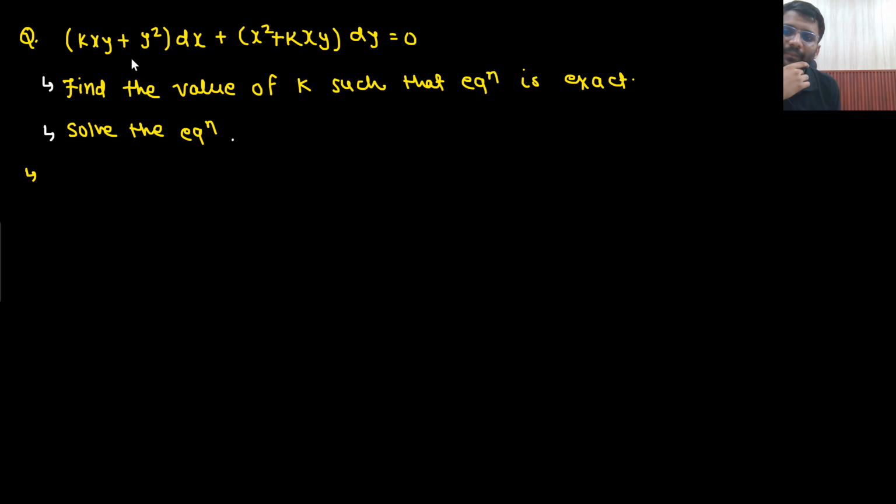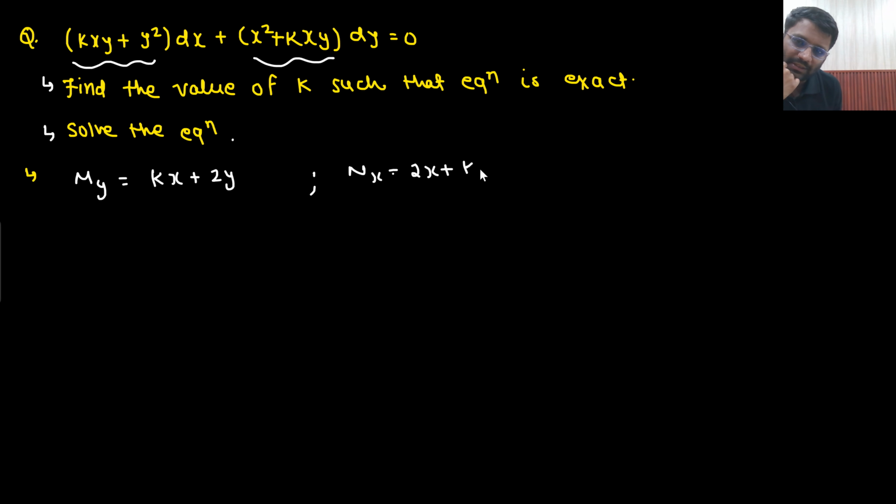Okay. So this is your M, this is your N. Partial differentiation of M with respect to y. What answer will you be getting? kx plus 2y. Now partial differentiation of N with respect to x. What answer will you be getting? 2x plus ky.